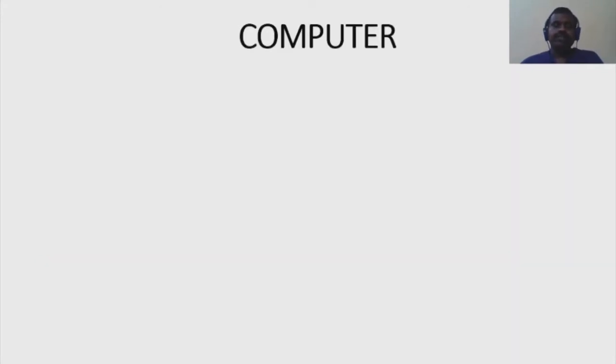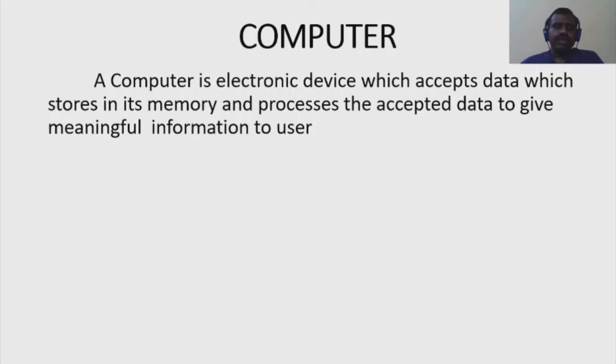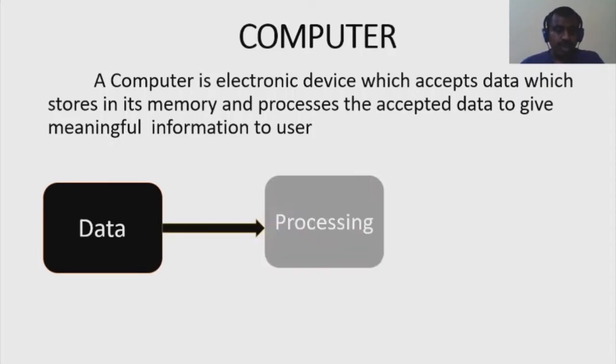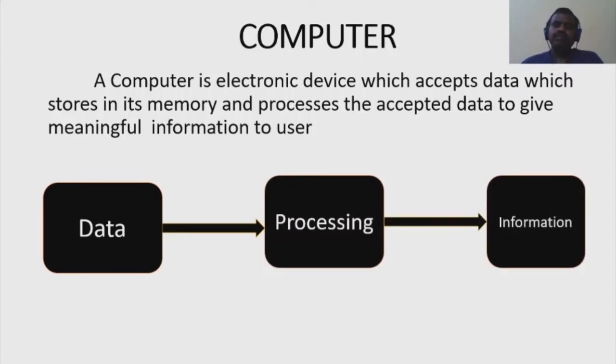The basic definition of the computer: a computer is an electronic device which accepts data, stores it in its memory, and processes the accepted data to give meaningful information to the user. So this is the simplest form of the definition of a computer. Basically the data will be given by the user, and the computer will process the given data to give meaningful information to the user.